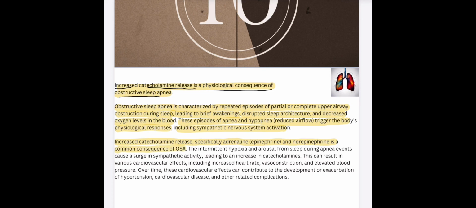The intermittent hypoxia and arousal from sleep during apnea events cause a surge in sympathetic activity, leading to an increase in catecholamines. This can result in various cardiovascular effects, including increased heart rate, vasoconstriction, and elevated blood pressure. Over time, these cardiovascular effects can contribute to the development or exacerbation of hypertension, cardiovascular disease, and other related complications.